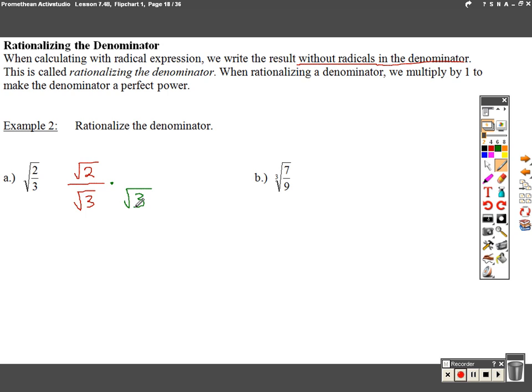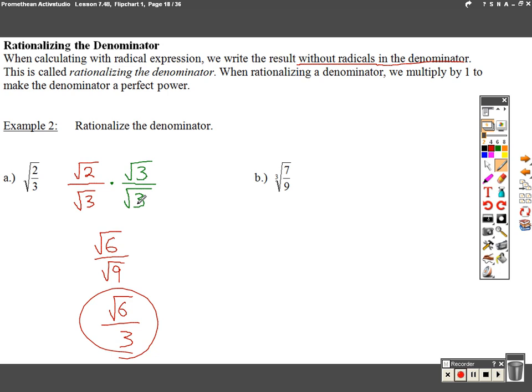And I can't just leave it at that because I would be changing the value of this expression. So whatever I multiply the bottom by, I need to multiply the top by as well. Now when I multiply straight across, which is how we multiply fractions, I get the square root of 6 over the square root of 9. I now created a perfect square in the denominator. The square root of 9 is 3. So I really didn't even need to write this step. Just know that since I have 2 3's and my index is 2, the square root of 3 times the square root of 3 is the square root of 9.